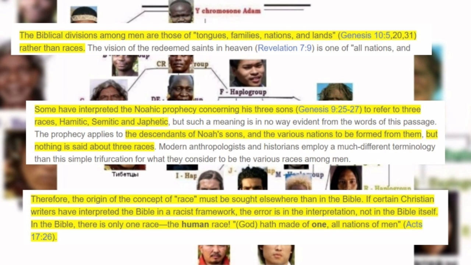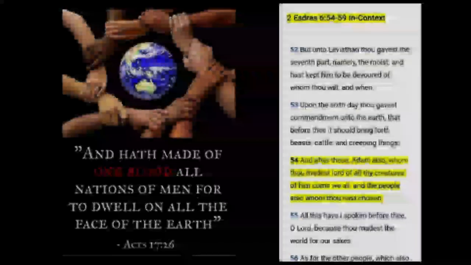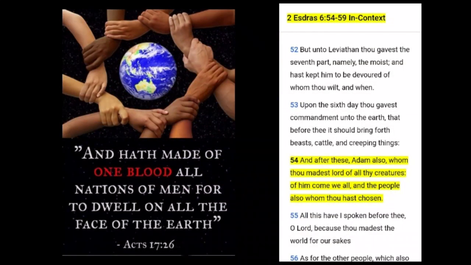God hath made of one all nations of men, Acts 17:26. And hath made of one blood all nations of men, for to dwell on all the face of the earth. Book of Acts, chapter 17, verse 26.